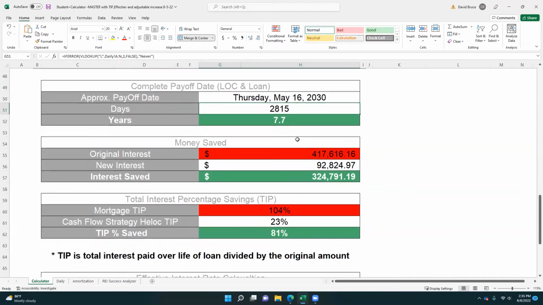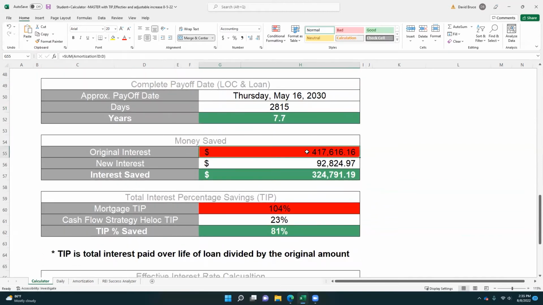Now look at the results here. On that original mortgage at $400,000 at 5.5%, if you kept that loan for the full 30 years, you would have to pay back $417,616. Now, with our cash flow strategy, because we're going to get this house paid off in 7.7 years, the interest dropped all the way down to $92,824 for a savings of $324,000. Now, I don't know about you, but I would much rather pay $92,000 to pay off my home than $417,000.